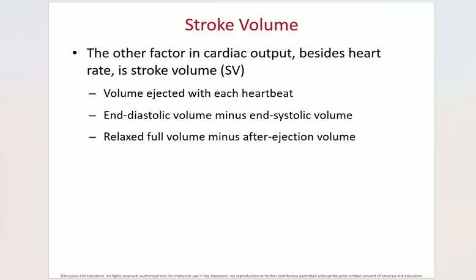Stroke volume, so the other factor in cardiac output besides heart rate is stroke volume. This is volume ejected with each heartbeat. Here, systolic is at peak contraction. Diastolic is at rest. That's just what systolic and diastolic means. Systolic, peak contraction, diastolic, at rest. So to get your stroke volume, you subtract the volume you still have once contracted. So total filled up volume minus after you've ejected volume. Your relaxed full volume minus post ejection volume of blood.